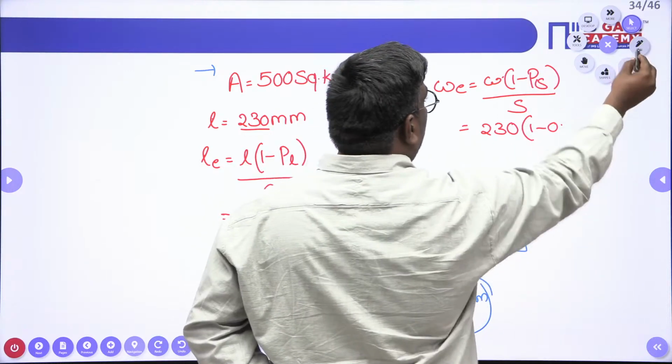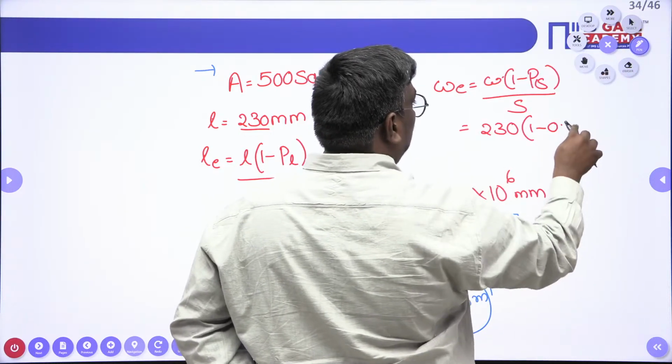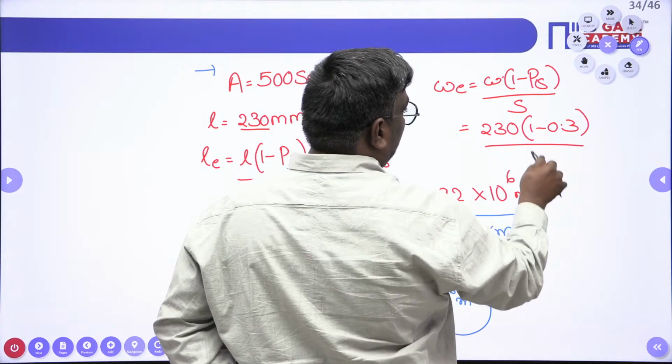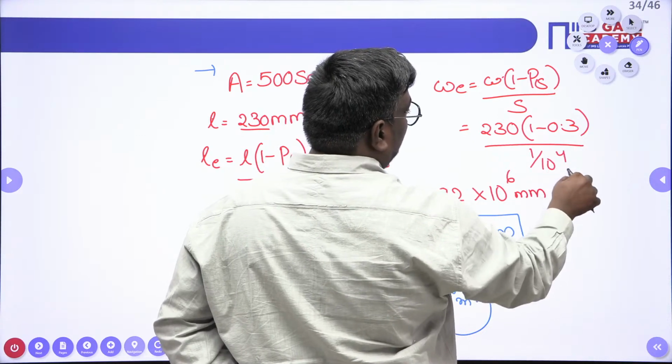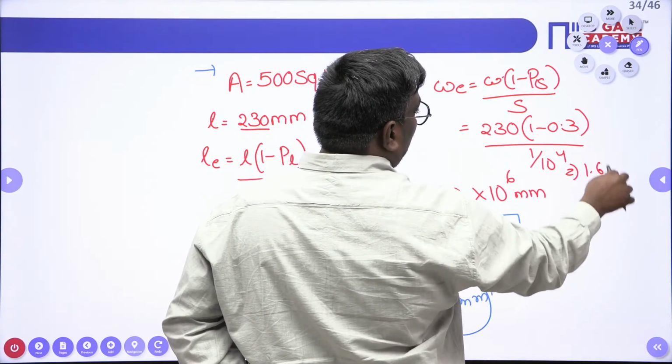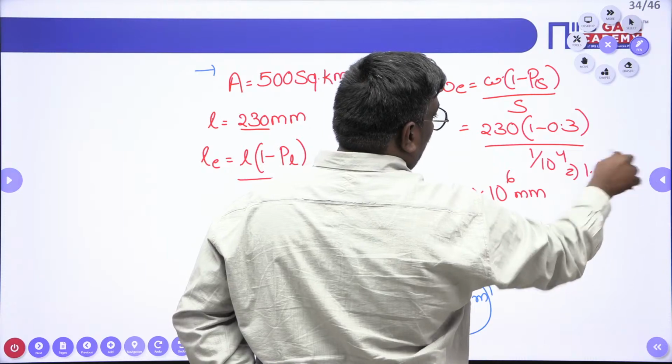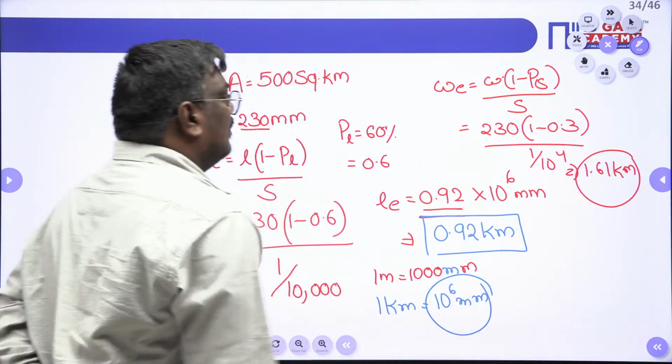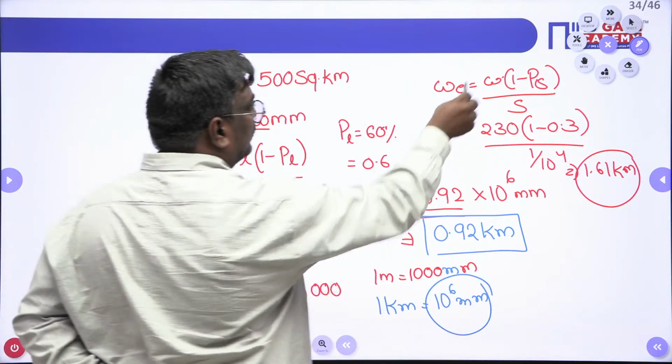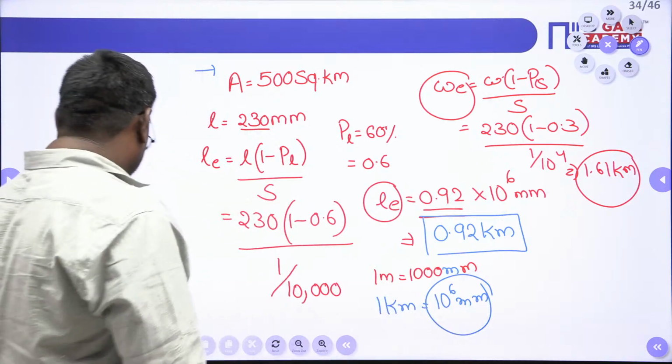So this will be equal to 1 upon 10 power 4. So this will be equal to 1.61 kilometer. So what will be the total? Now, effective length is 0.92 kilometer and effective width is 1.61 kilometer.